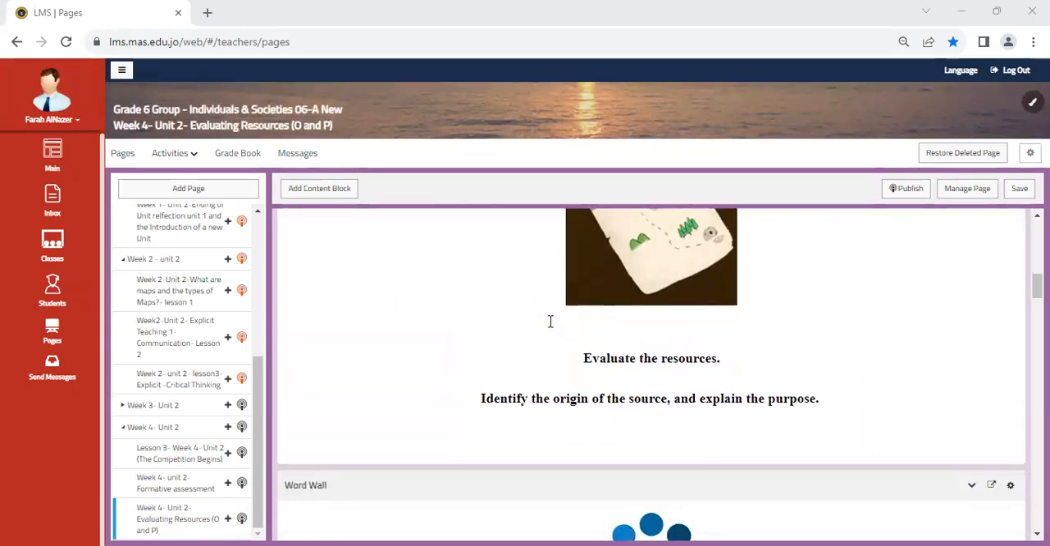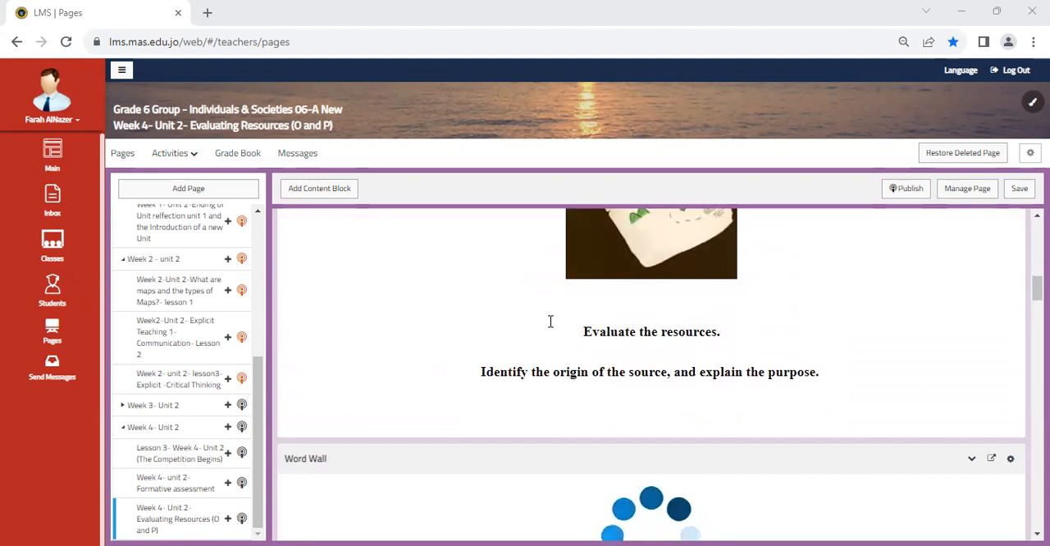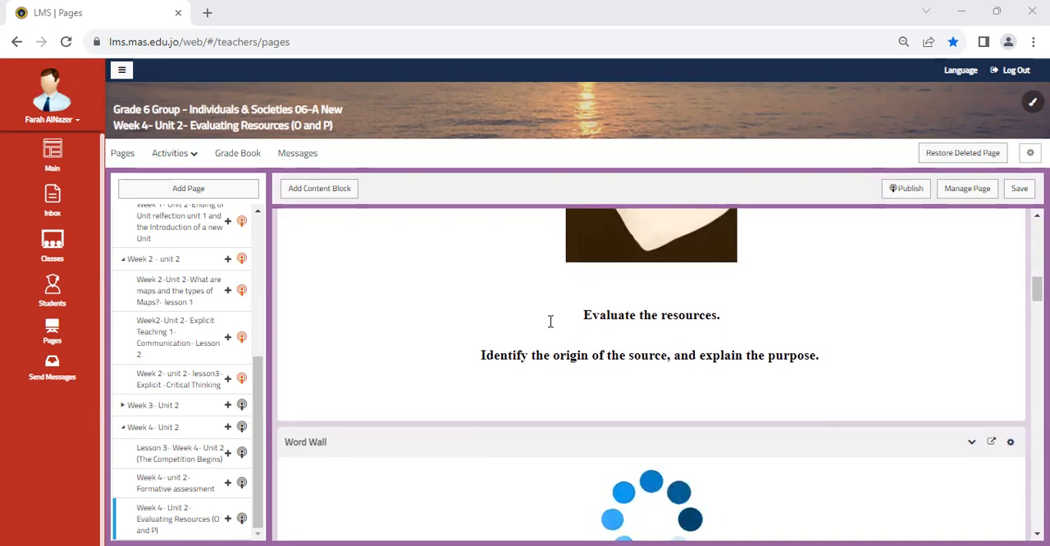In this week, we are going to begin our formative assessment and the competition. This week will be a little bit stressful, but I'm sure you'll all manage because you're all excellent learners. At the beginning of the week, we're going to do a revision on O and P. This was discussed in the previous unit, but we're going to discuss it further, and you shall receive an email highlighting how we can evaluate sources based on O and P.